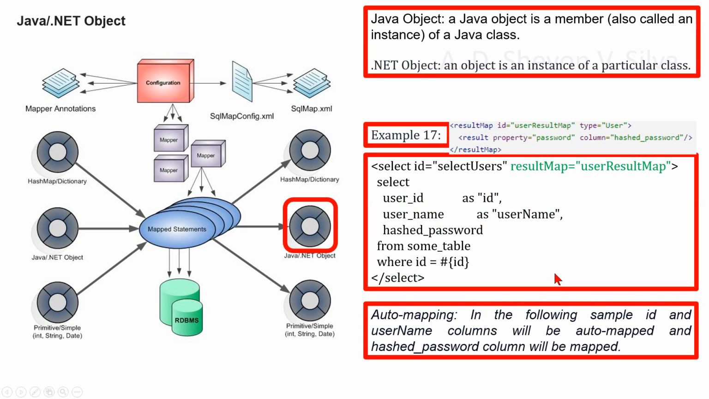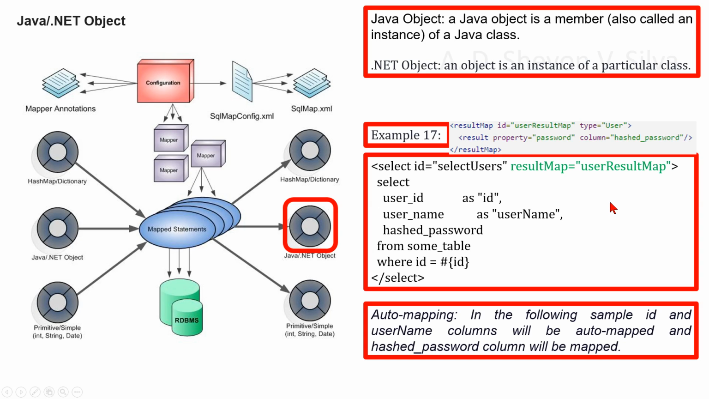Now we are considering auto mapping. In the following sample, the id and username columns will be auto mapped and the hashed_password column will be mapped. As you have already seen before, in simple cases MyBatis can auto map the results for you, and in others you will need to build a result map. But as you will see now, you can also mix both strategies. Let's have a deeper look at how auto mapping works.